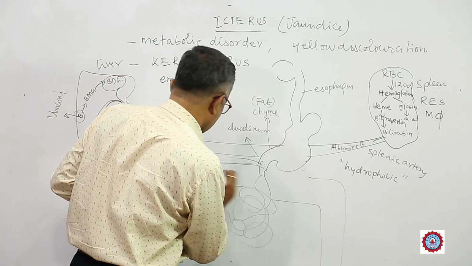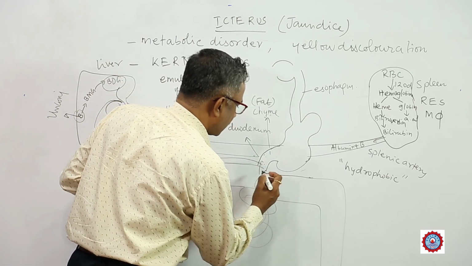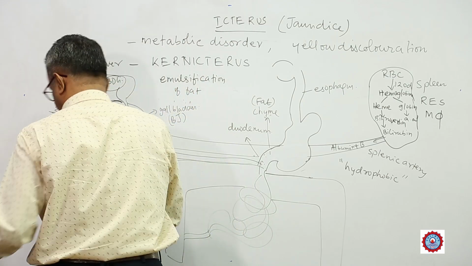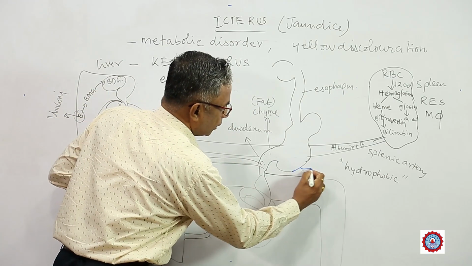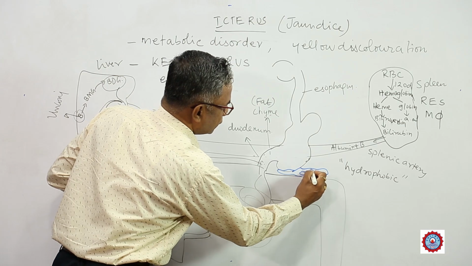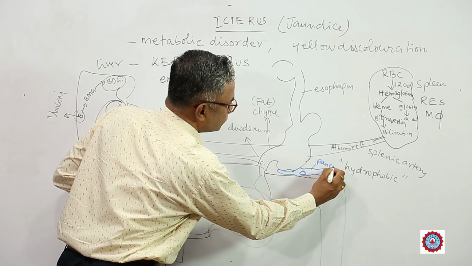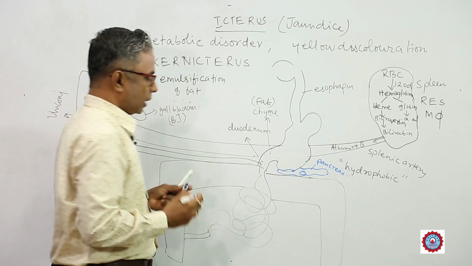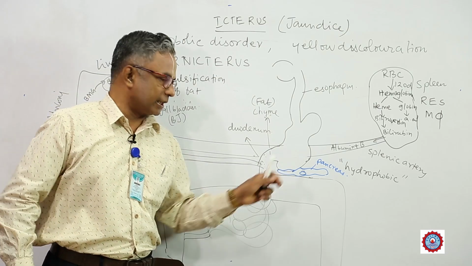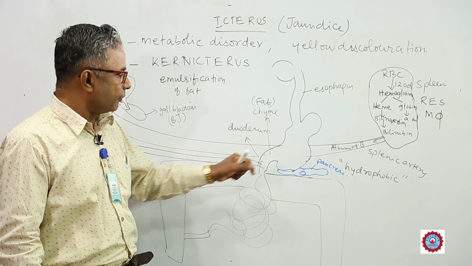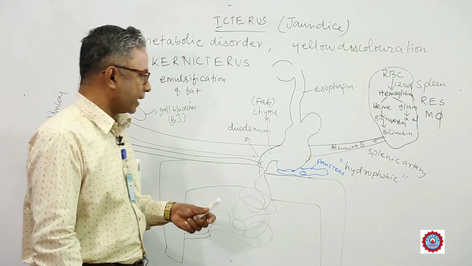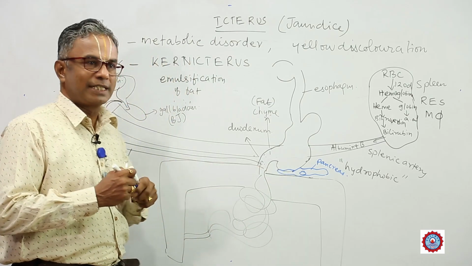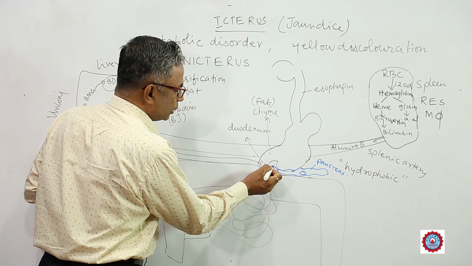Once the fat is dissolved in water, here we have another part, I will just try to use a different color. Now, you have another part here, this is called as pancreas. You have all heard of pancreas, which is responsible for secretion of insulin in our body, which is associated with diabetes mellitus. Now, this pancreas will secrete pancreatic juice into the duodenum.